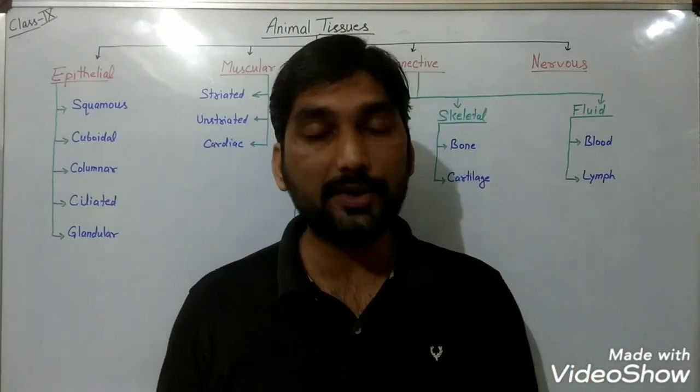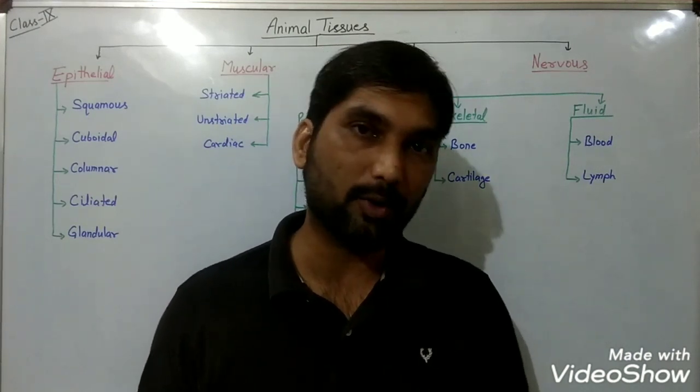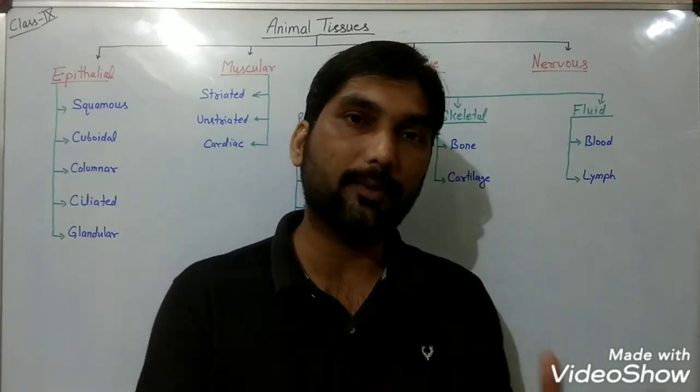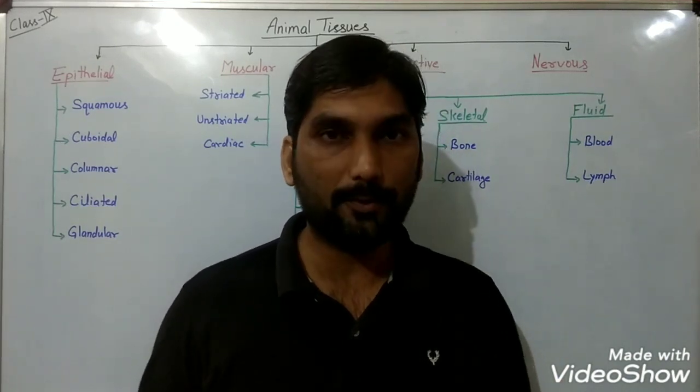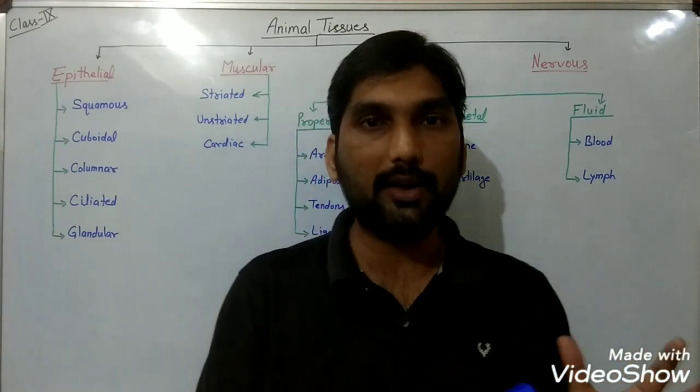And the complex tissues, xylem and phloem, are also known as vascular tissues because they are responsible for conduction: xylem especially for water, and phloem for the conduction of food. So that was all about the plant tissues.